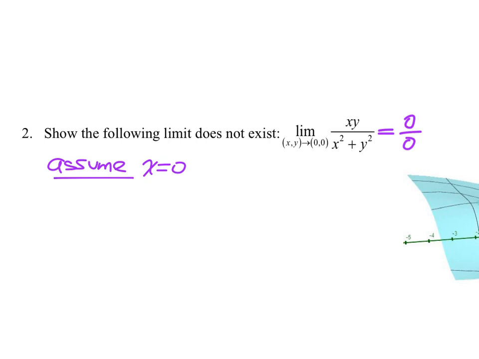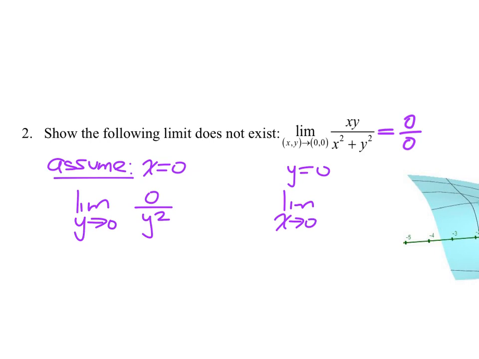X equals 0. And then we'll do y equals 0. All right, so these are assumptions. If that's the case, I'm just going to do my direct substitution, replacing all x's with zeros, in which case I'd be looking for the limit as y approaches 0 of 0 times y, which is 0, over y squared. And the other one would be limit as x approaches 0 of 0 over x squared. All right, so we're popping in our constants and going from there.